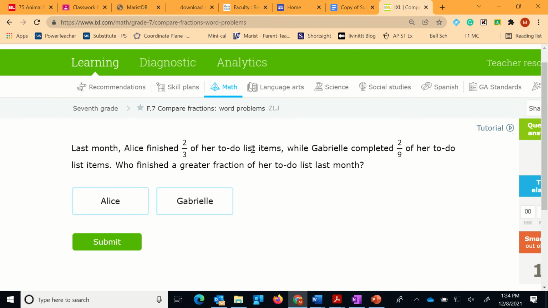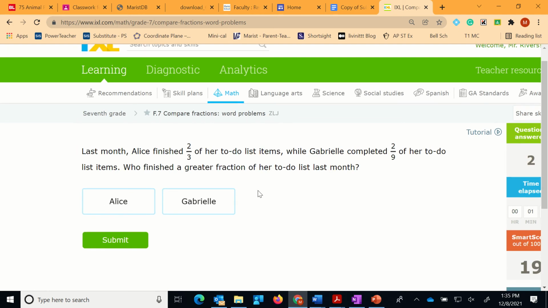Alice finished 2/3 of her to-do list items, while Gabrielle completed 2/9 of her to-do list items. Who finished a greater fraction of her to-do list last month?